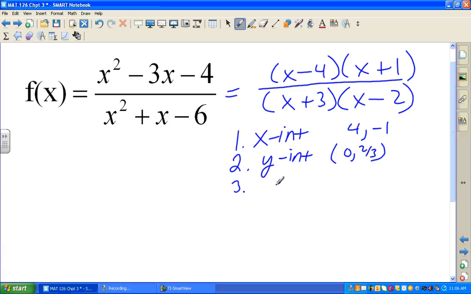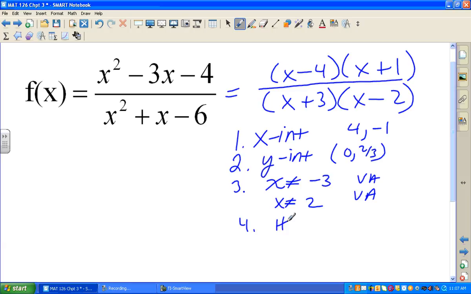What's the restrictions on the domain? X can't equal what? Yeah, x cannot equal -3 and x cannot equal 2. Correct. They're both going to be vertical asymptotes because you end up with a number over 0 when you put them back into the original f of x.